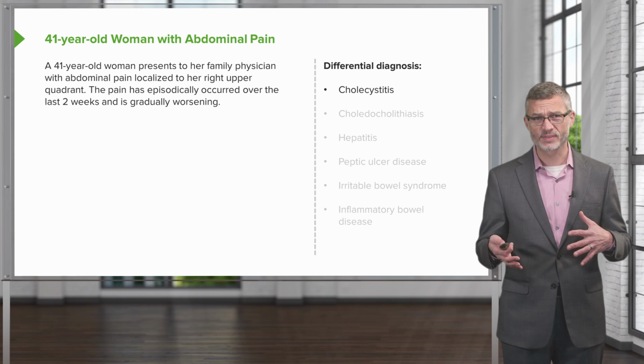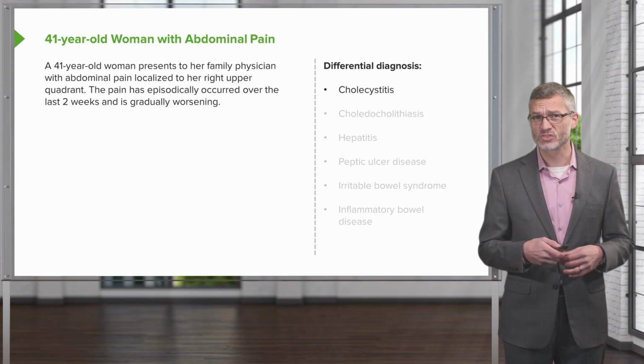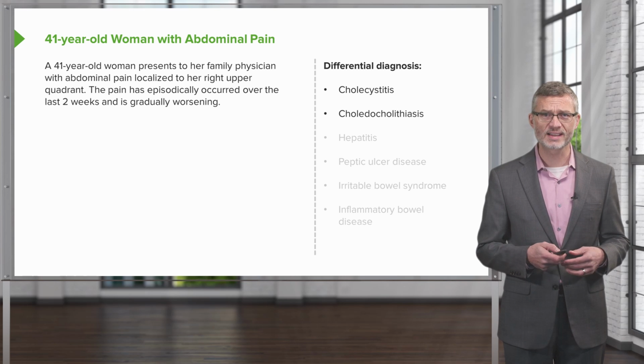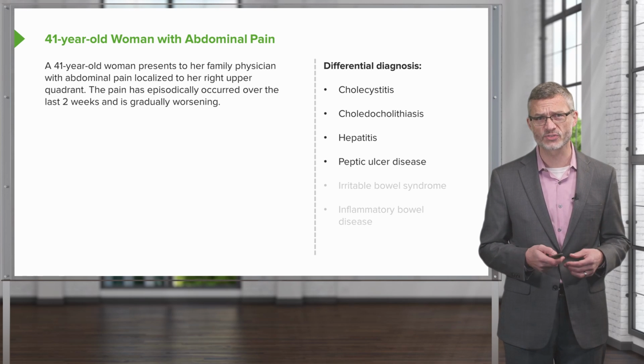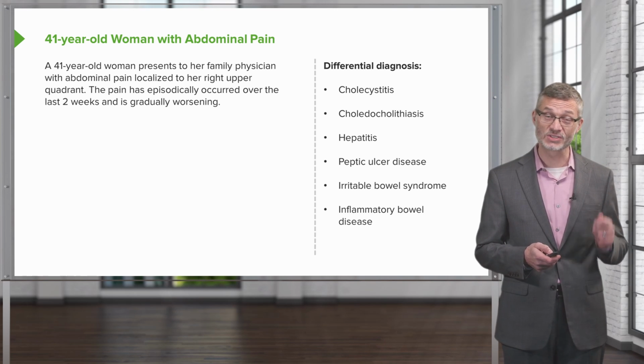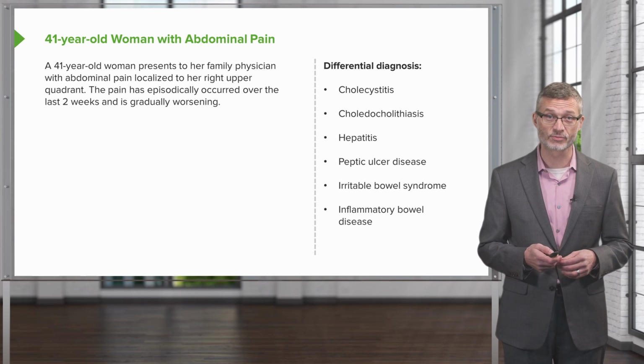So looking back at the case we'd mentioned earlier, there's a lot of different things that this patient could have, whether it's cholecystitis, choledocholithiasis, hepatitis, peptic ulcer disease, irritable bowel syndrome, or inflammatory bowel disease. And we're really going to have to rely upon some really good physical exam skills to tease apart this differential diagnosis.